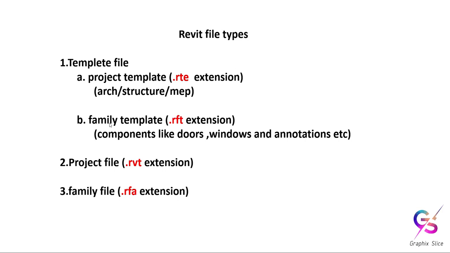So family template means it contains predefined and some basic settings related to that particular project or work. For example, in family templates we have different types of family templates. For example, here they given here, see here, components like doors, windows, annotation and any other things, which are usable and reusable and loadable to the projects.